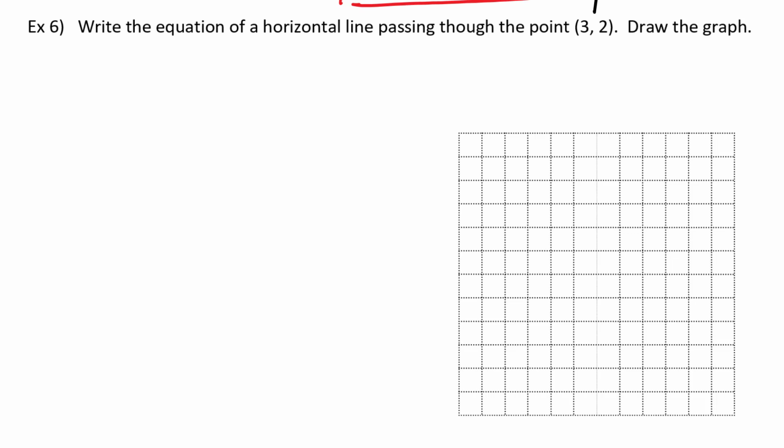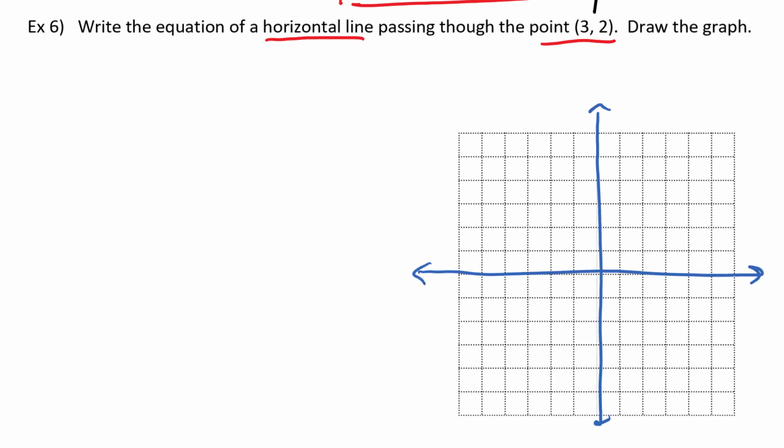We talked about horizontal lines. Let's work this one out right now. Find the equation of the horizontal line that passes through this point. So a horizontal line, and it passes through the point 3, 2. So it goes right here. And what does it say? It's a horizontal line. So I can graph that first. There you go. There's what the graph looks like.